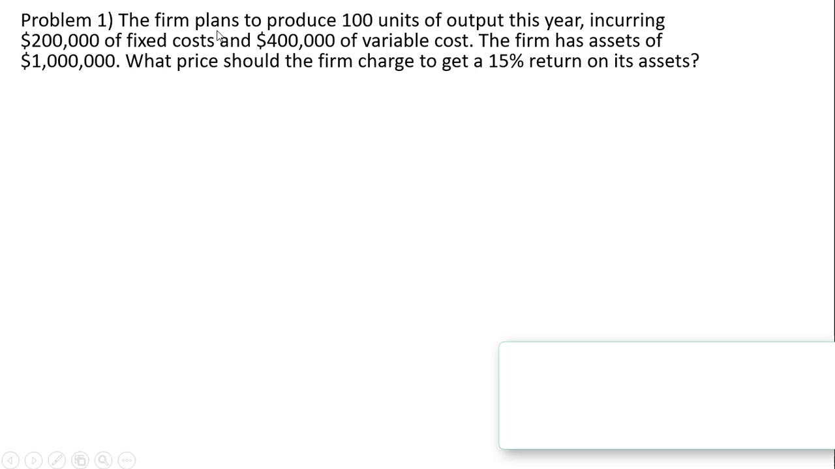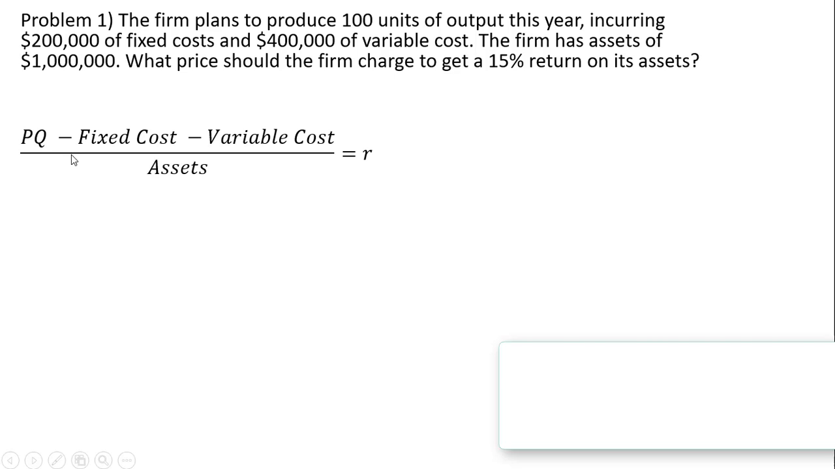So here's a problem. The firm plans to produce 100 units of output this year, incurring $200,000 of fixed cost and $400,000 of variable cost. The firm has assets of $1 million. What price should the firm charge to get a 15% return on its assets?